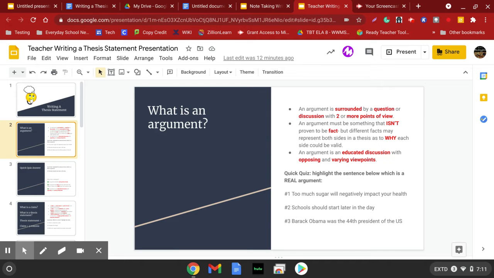Here's a quick question. Which of the following is a real argument? Something that fits all three of those bullet points. Number 1, too much sugar will negatively impact your health. Number 2, school should start later in the day. 3, Barack Obama was the 44th president of the United States. Which one can you argue?